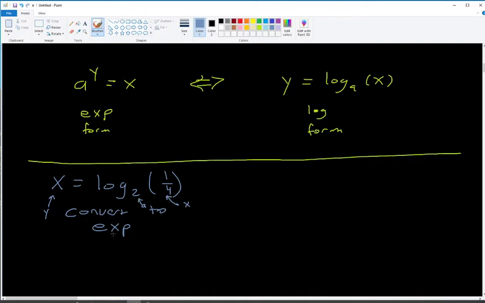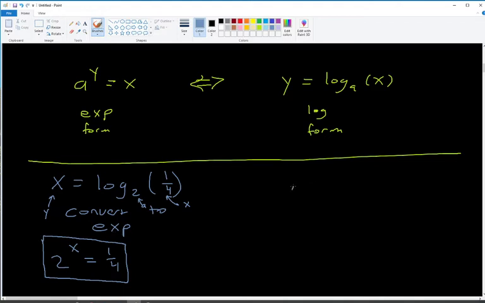So if we want to convert this to exponential form, we get a to the y. A is actually 2. Y is actually x. So 2 to the x equals x, and x is acting as 1/4. So we converted the original logarithmic equation over to exponential.